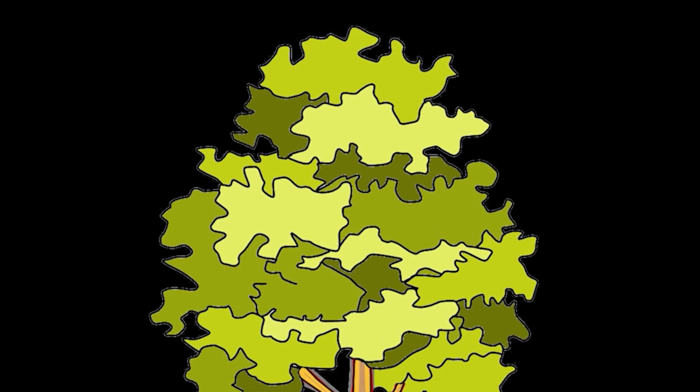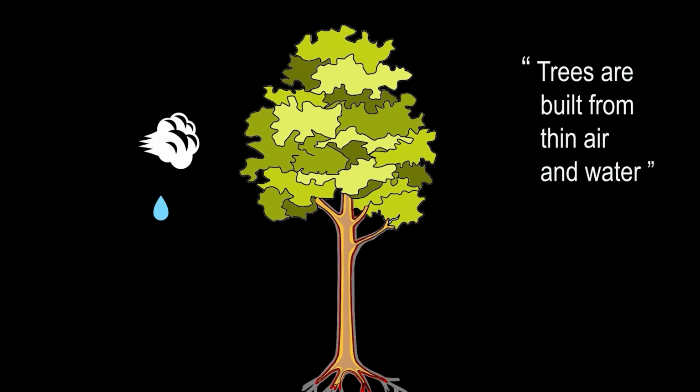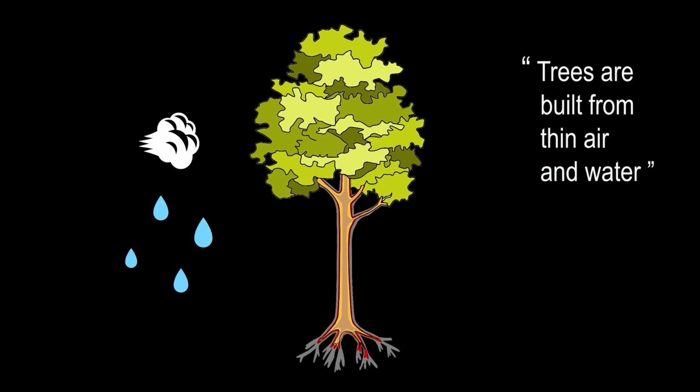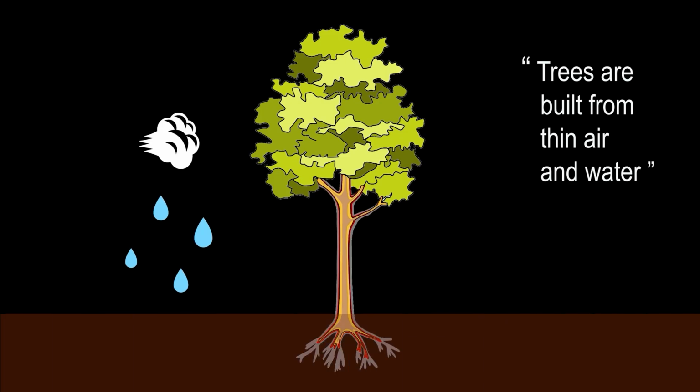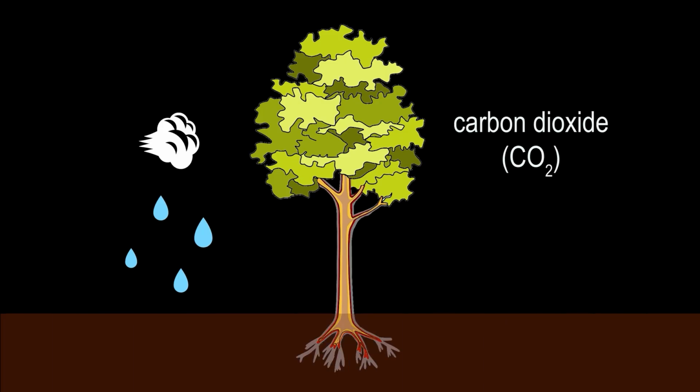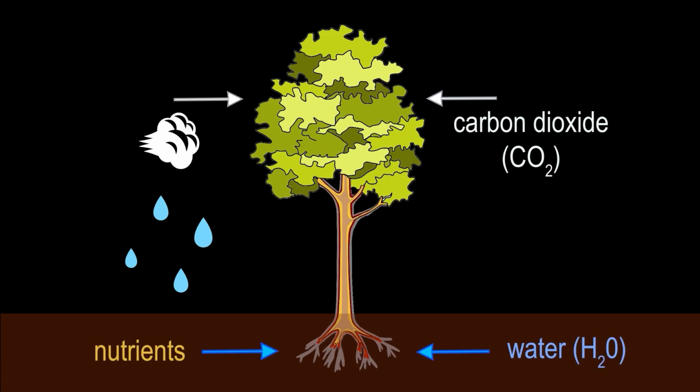It's sometimes said that trees are built from thin air and water. This is because the food that fuels a tree's growth basically comes from carbon dioxide, breathed in through the leaves, and water, absorbed through the roots. There are other nutrients that the roots extract from the soil, but these are only required in small quantities.